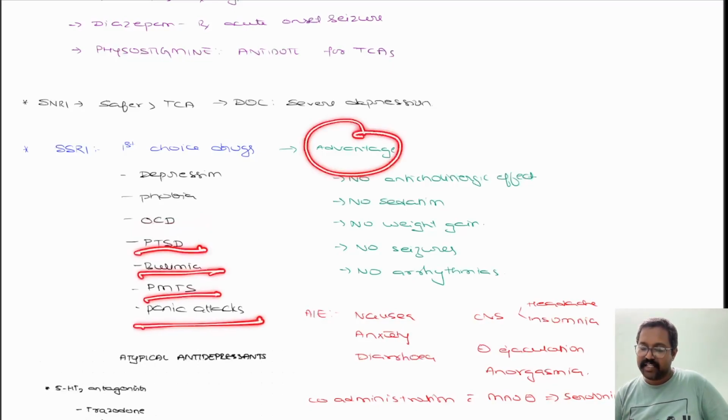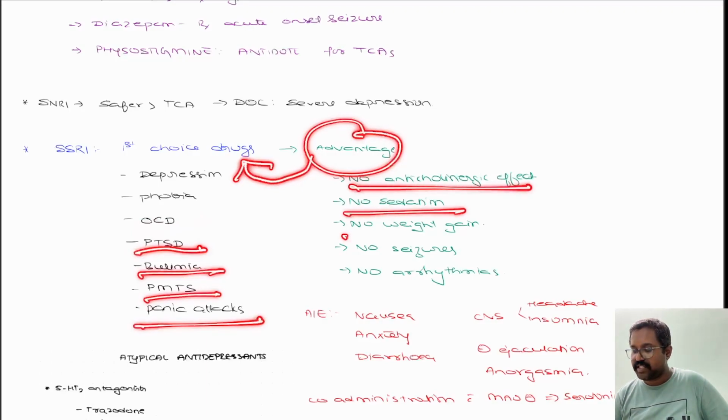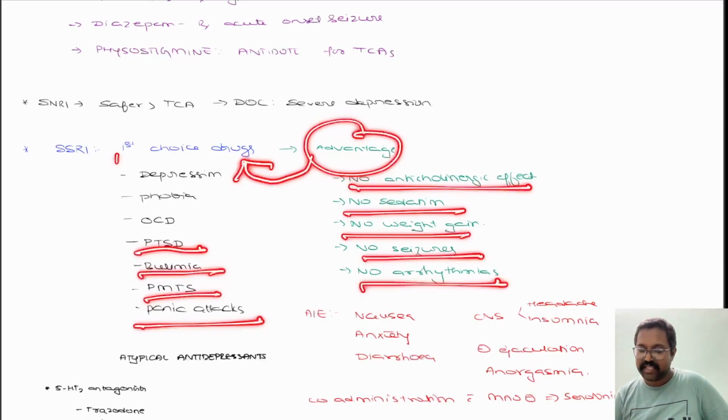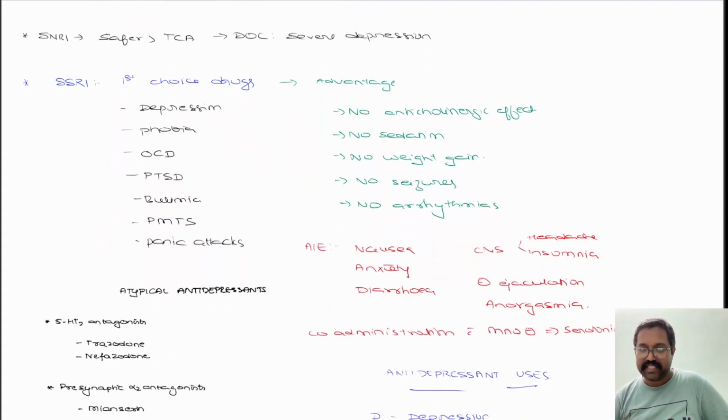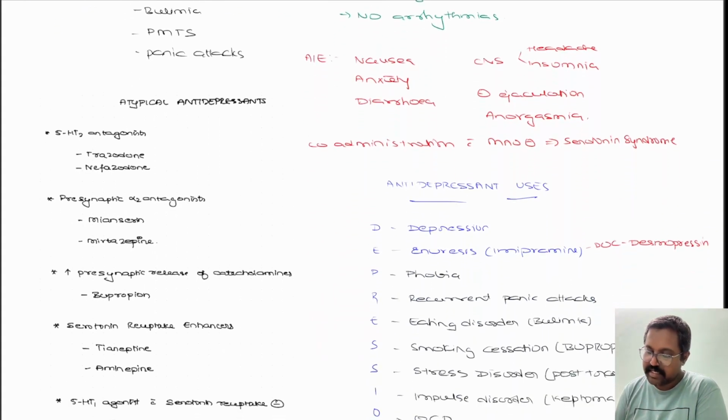So what is the advantage of using SSRIs as a first line drug? There is no anticholinergic effect, no sedation, no weight gain, no seizure threshold decrease, no arrhythmia. So these are the advantages which make SSRIs the first choice drugs. What will be the side effects of SSRIs? It can cause nausea, vomiting, anxiety, diarrhea, CNS headache, insomnia, and it also inhibits ejaculation and causes anorgasmia, and co-administration with an MAO inhibitor leads to serotonin syndrome.